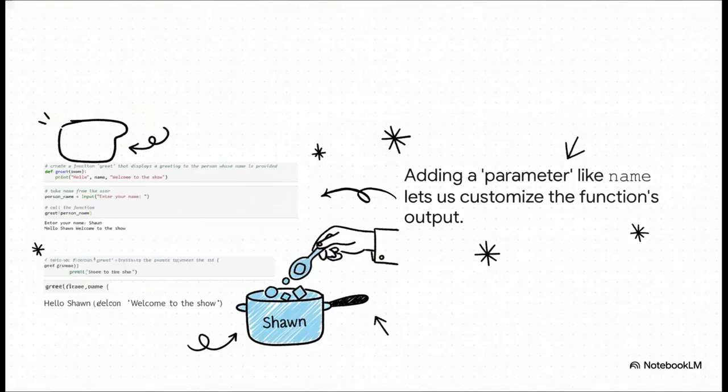And just like that, we've upgraded our greet function. See that word name inside the parentheses now? That's what we call a parameter. It's basically a placeholder for an ingredient. Then when we call the function, we pass in an argument, in this case the text Sean, which fills in that name placeholder. All of a sudden, our simple function is way more flexible.